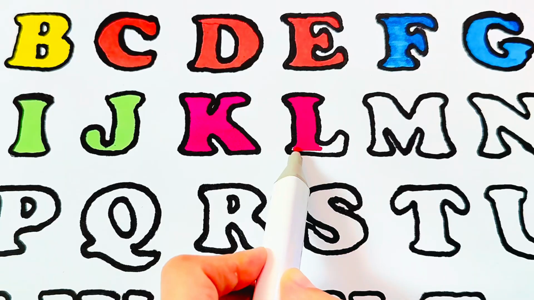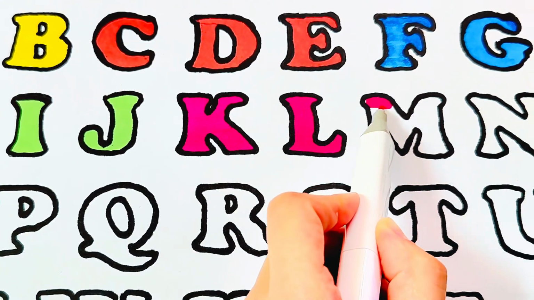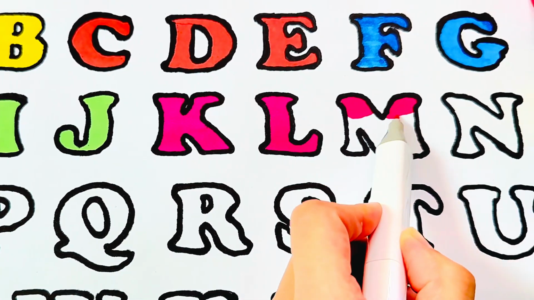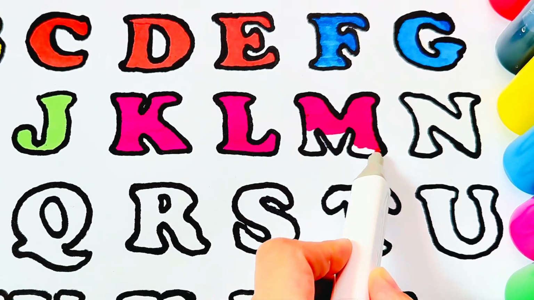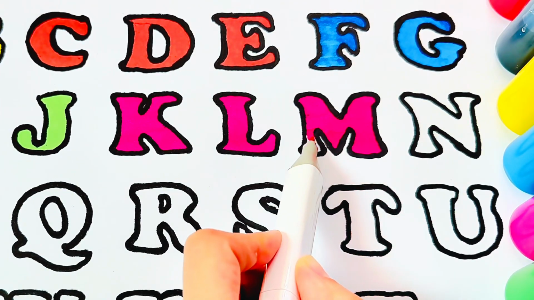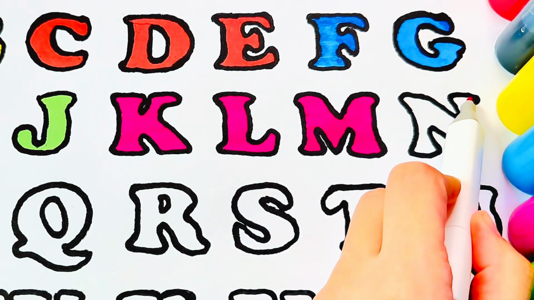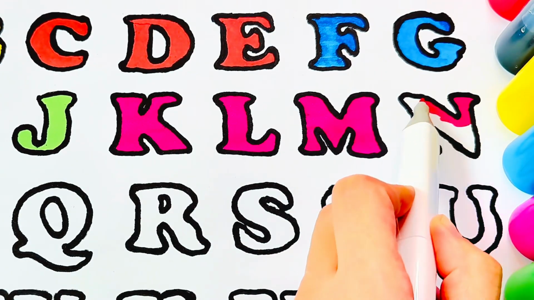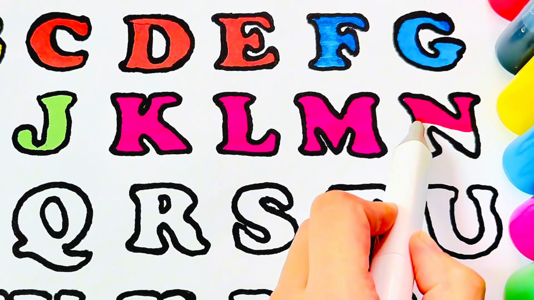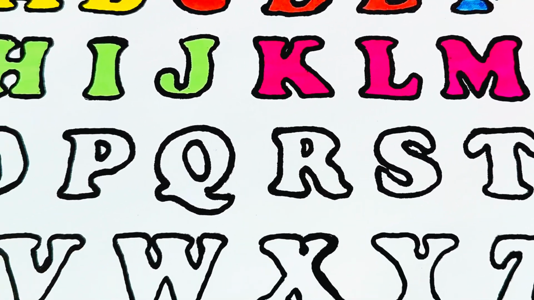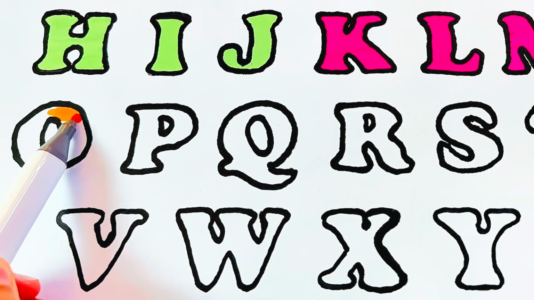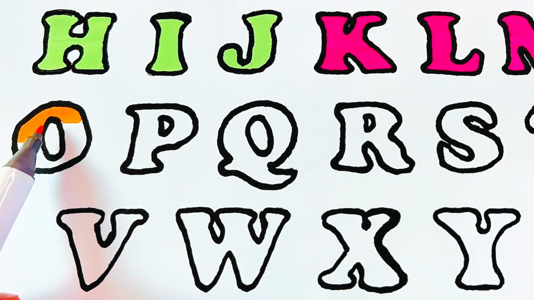A is for apple. M is for moon. B is for baby. Baby. C is for cat. Cat. D is for dog. N is for nest. Dog. Let's color the letter O with orange. Elephant.